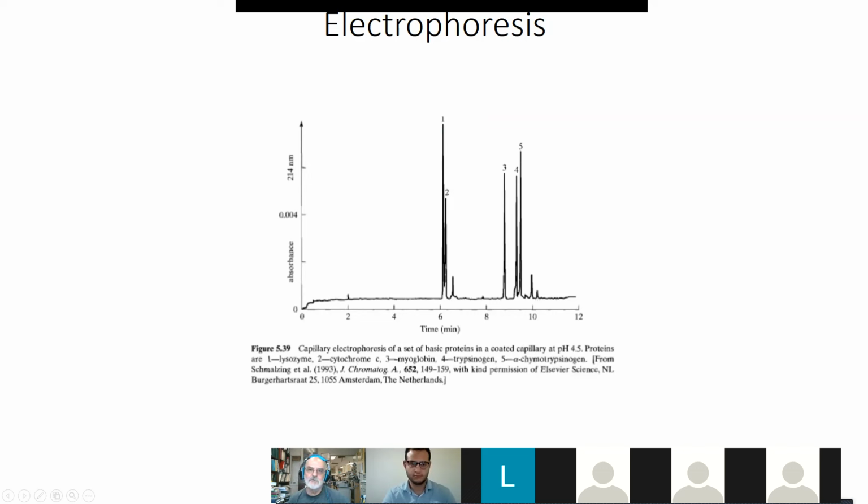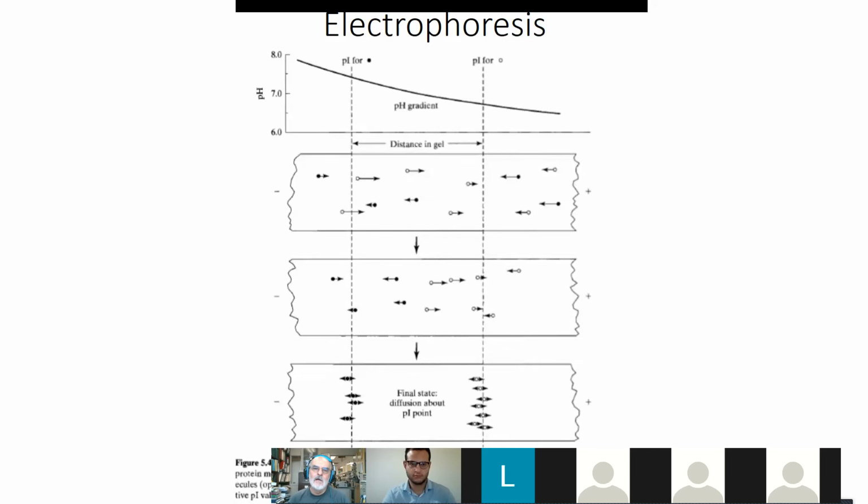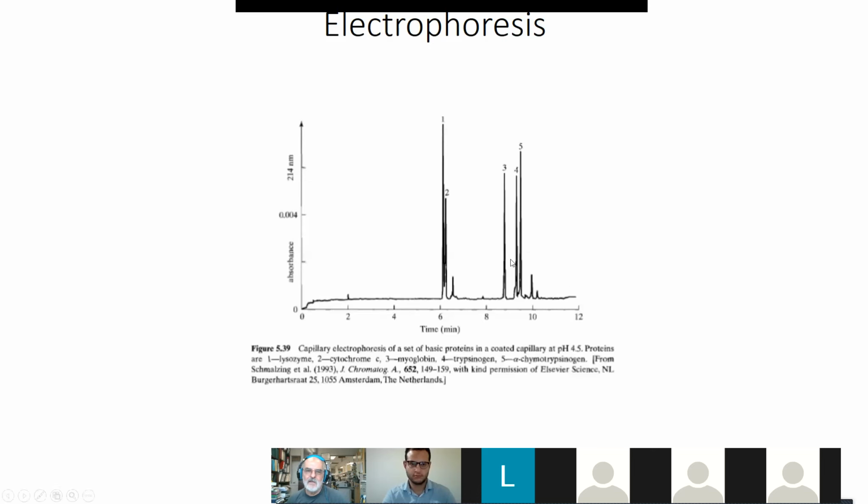So there are other sorts of matrices that you can do for similar kinds of things. This is set up with injectors. This is probably monitoring at some wavelength, so it picks up the protein. And so that's another way that lots of people do electrophoresis.